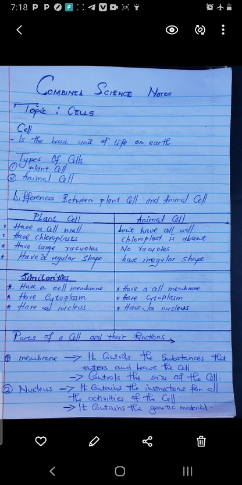Today, we are going to talk about this special topic in combined science, well known as cells. I'm going to explain this topic in Shona and English. I saw one of you ask me to do this topic in Shona and English, so I'm going to do that without wasting much of your time.